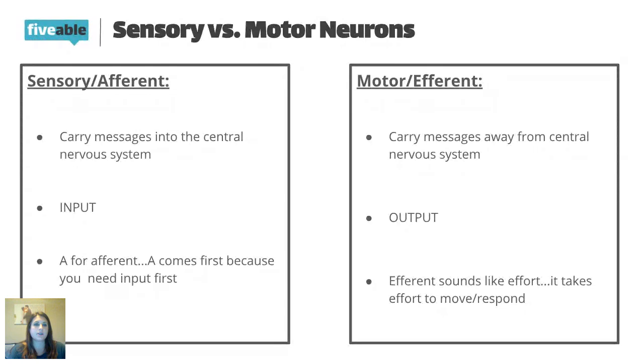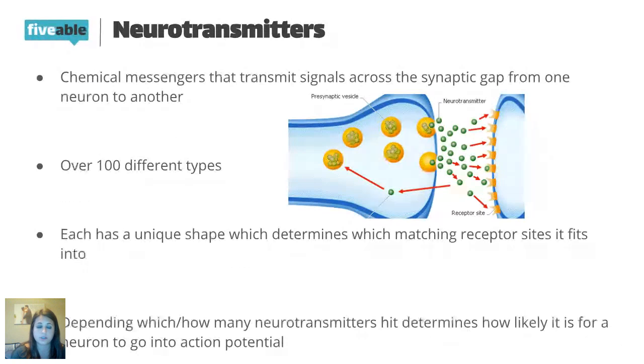So neurotransmitters, now we need to look more specifically at what those are. So remember, those are the little balls that are released from the terminal branches of the sending neuron. They're the messenger that goes across the synaptic gap. So neurotransmitters are chemical messengers that transmit the signal across the synaptic gap from one neuron to the other. Because remember, there's no touching. The neurons don't touch each other.